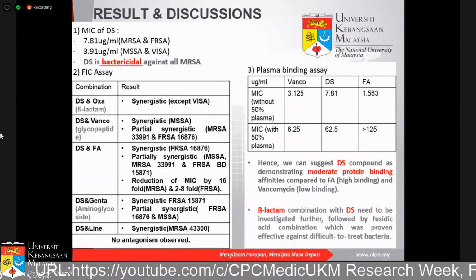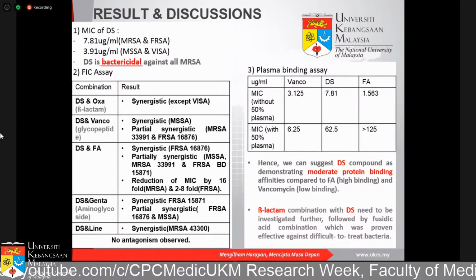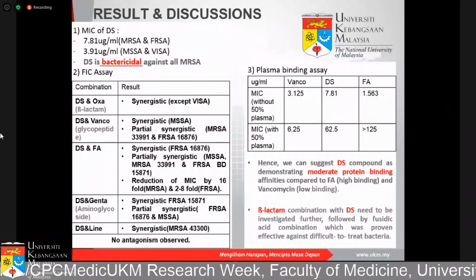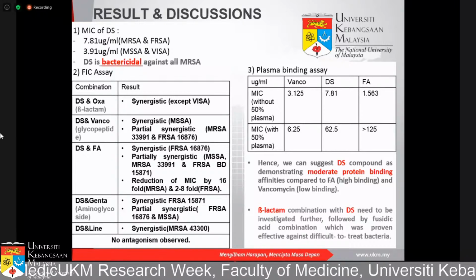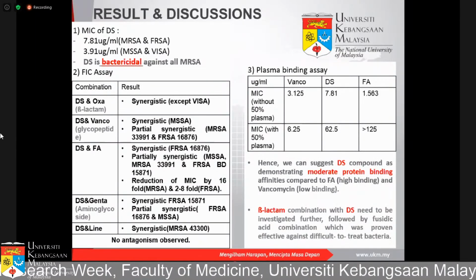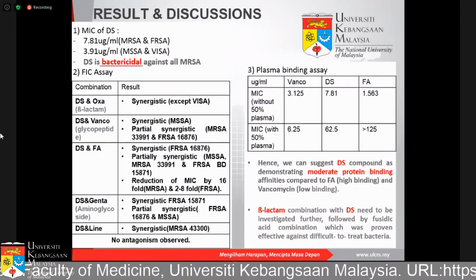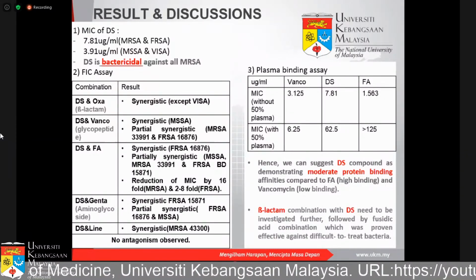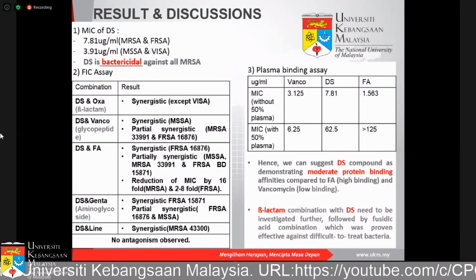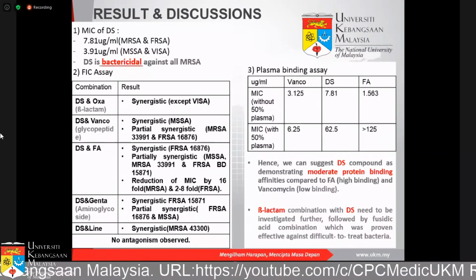Okay. Looking at your slide here, can we know the dose of the DS compound and the corresponding dose of the antibiotics that you use for each test? This is a result we obtained from the minimum inhibitory concentration test, which is microbroth dilution. We started off with 1 mg per ml, and we diluted it, and we get this MIC value. And for FIC, do you need the result?